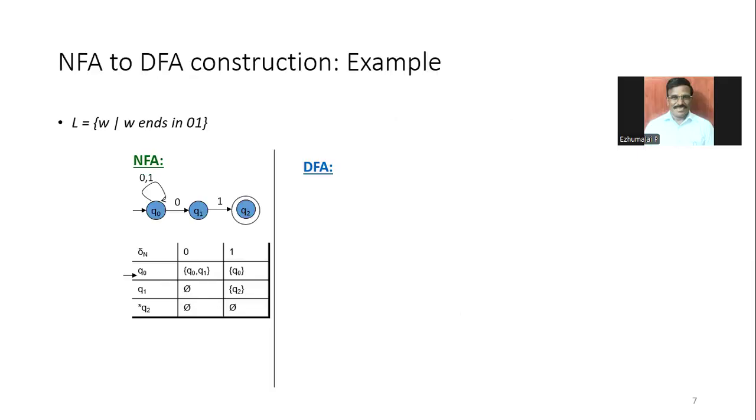NFA to DFA construction example. How to construct an NFA to a DFA? You see that example. W is the word. W ends with 0, 1. The NFA is given below.